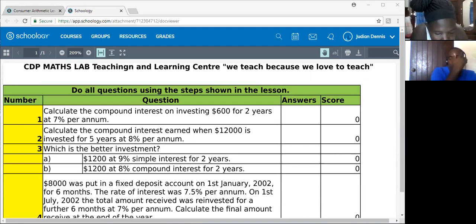So what are you supposed to do now? They ask you to calculate the compound interest earned. So I'm going to add up all of the interest for the 5 years.